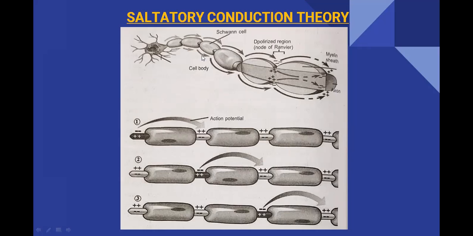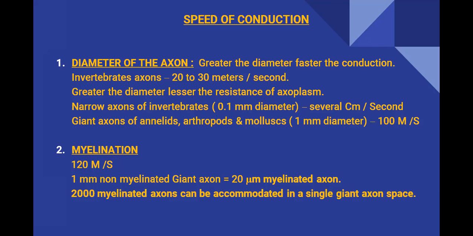Due to this reason, most vertebrates have myelinated neurons. All the vertebrates have developed myelinated neurons in their bodies. Why? Because saltatory conduction results in fast conduction of the nerve impulse, so there will be no delay. The nerve impulse will be quickly propagated to the next or neighboring neurons. So this is about the saltatory conduction theory, which has been proposed to explain the nerve impulse in myelinated neurons. And coming to the speed of conduction.